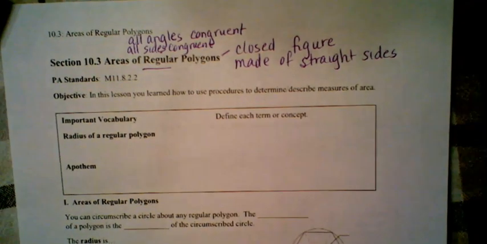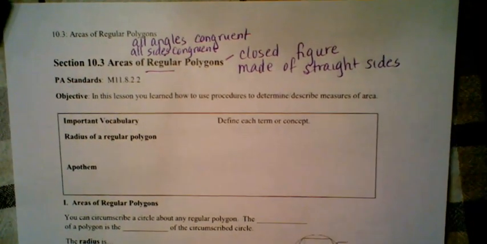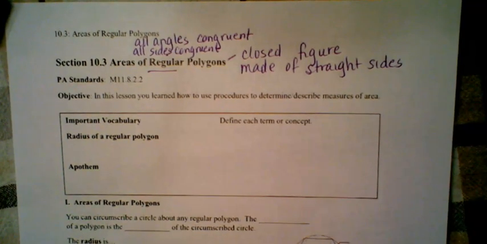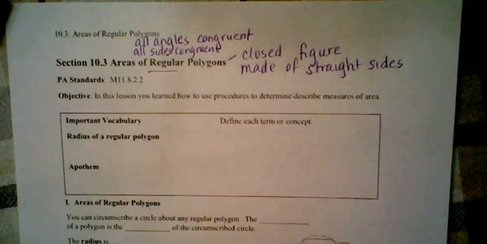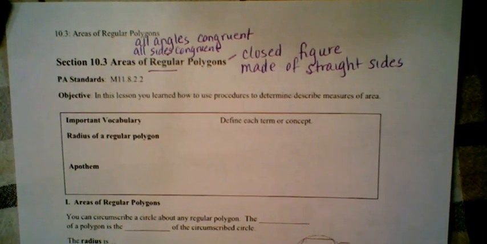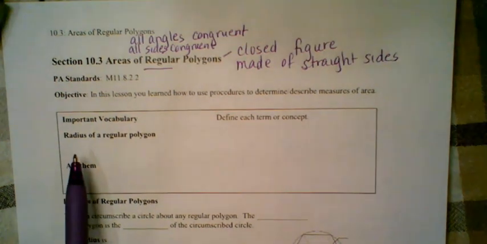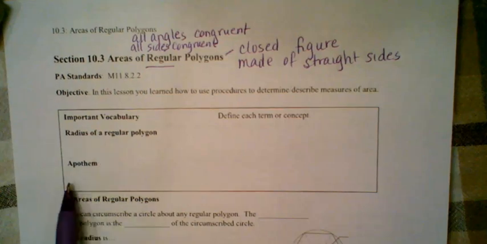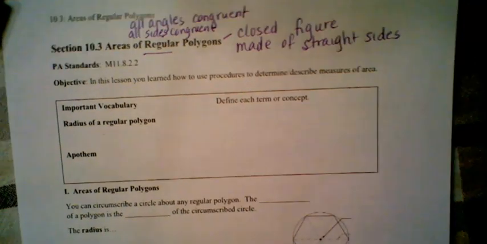So we're now going on to, because we've already done parallelograms, trapezoids, rhombuses, and kites, those four-sided figures, and we've already talked about areas of triangles, of three-sided figures. We're now going into regular polygons, so meaning five or more sides, okay? And all the sides and angles are congruent. All right, so we're going to need to use the radius of a regular polygon and the apothem, which is a word that I was not familiar with before.